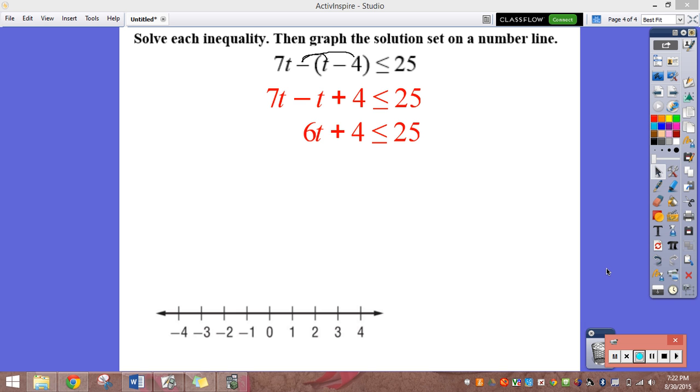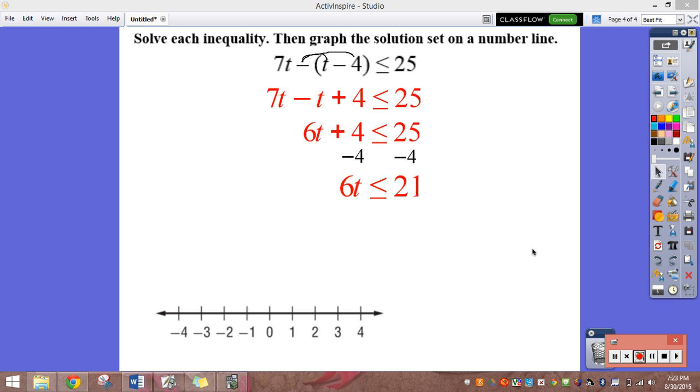Just like with solving equations, my next step would be to add or subtract. And so I have a 4 here, it's plus 4, and so to move that 4 to the opposite side with the 25, I would subtract. And when I simplify, the 4 minus 4 would be 0, and then on the right side I have 25 minus 4, which would be 21.